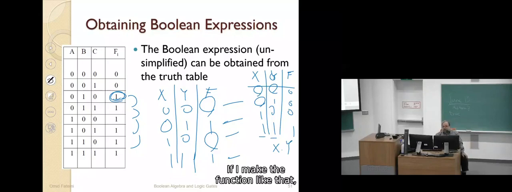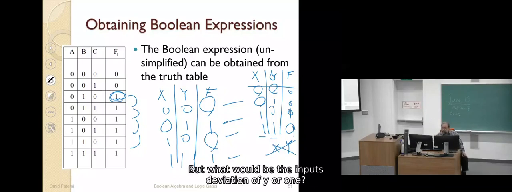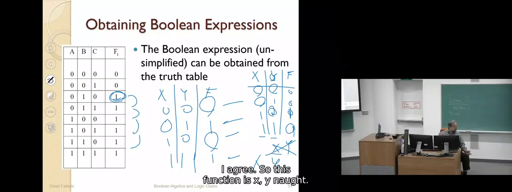Okay. If I make the function like that, this is 0, this is 1. So what would be the function of f? Here again it has only one 1 and 3 zeros. So it means that it is an AND. But what would be the inputs? Negation of y or 1. Which one is 0? This one. So negate y and x. Perfect. X and y not. Do you agree? So this function is x, y not.